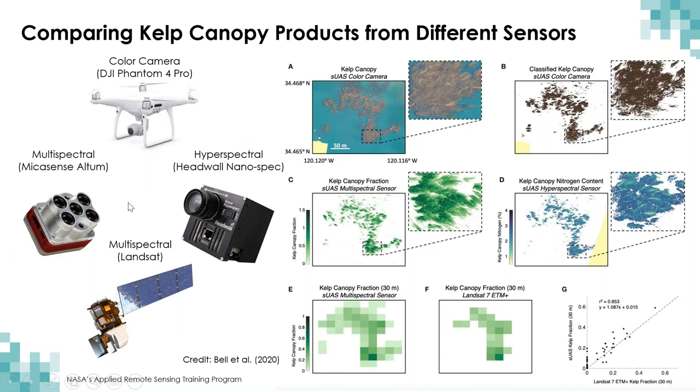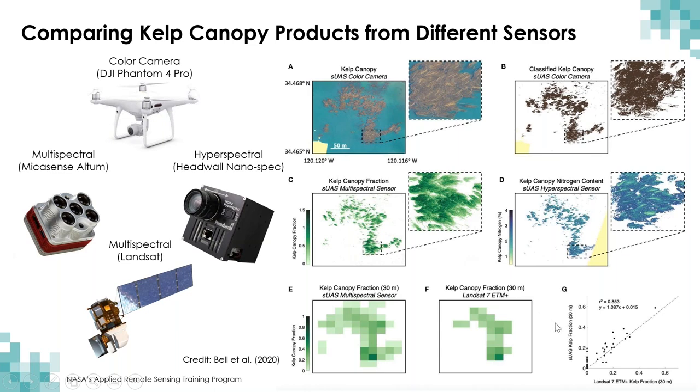And lately, there's also been the development of some multispectral sensors for drones, such as the MicaSense here, which is a multispectral one with five different channels, and also even hyperspectral ones, such as the Headwall Nano-Hyperspec here.